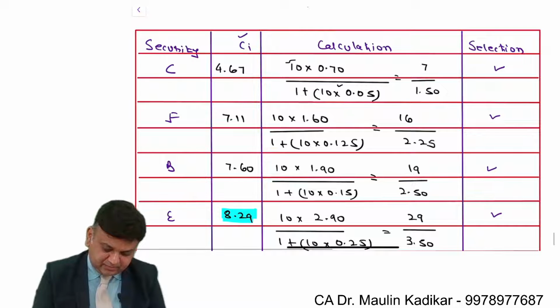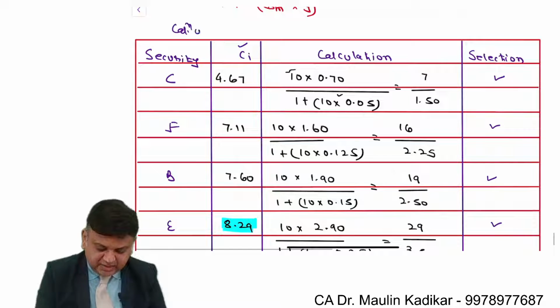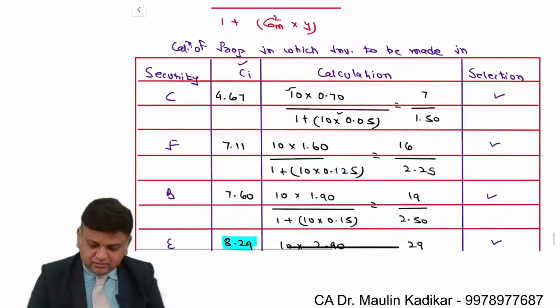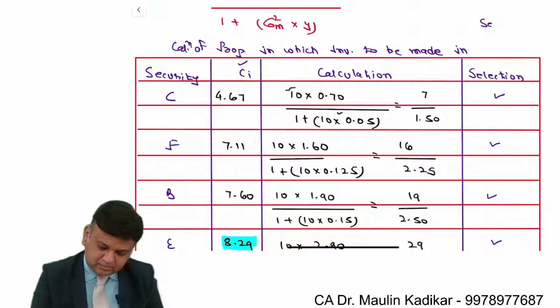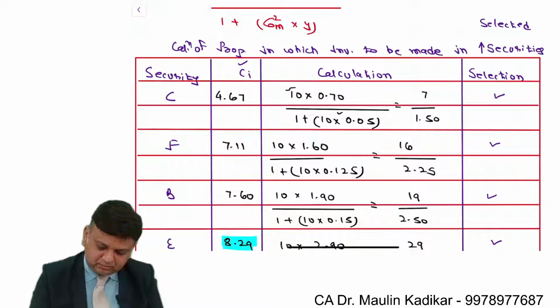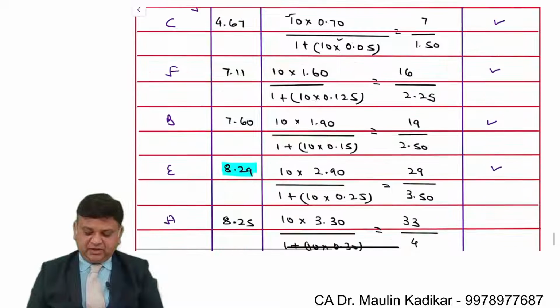Please write down the heading of the table: calculation of proportion in which investment to be made in selected securities. This is the way we are required to do the answer.